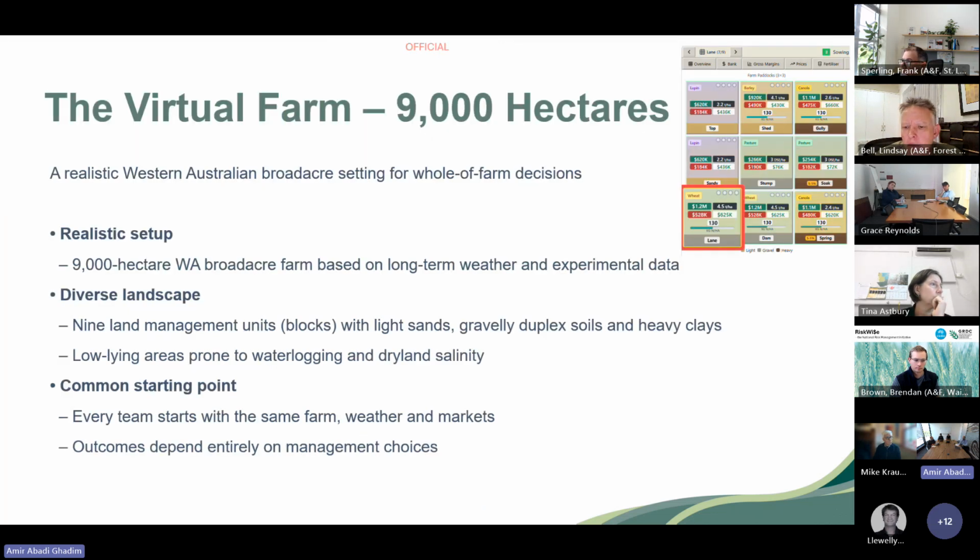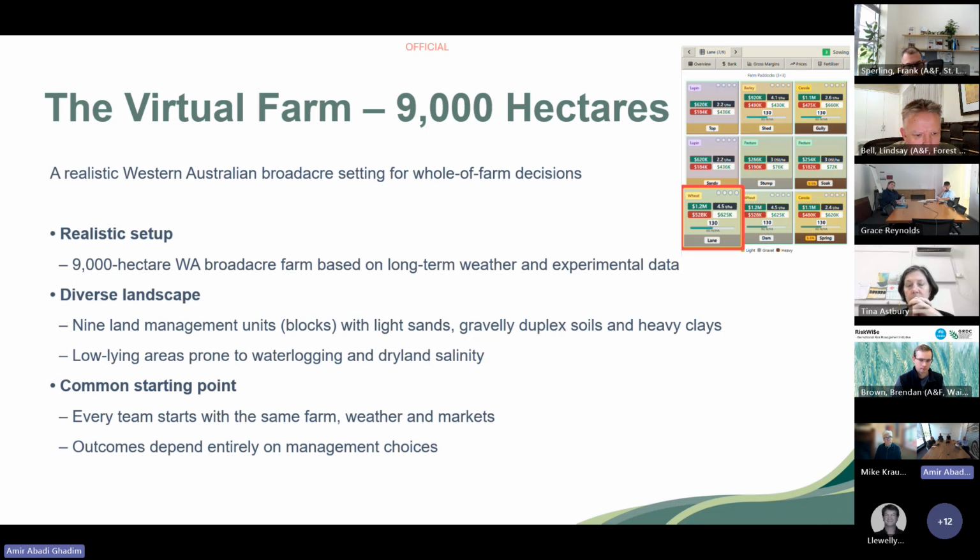So it's a realistic West Australian broadacre farm. I've told you about the 9,000 hectares, and it's got 9 land management units, so blocks that you're managing. It's got some low-lying areas that are prone to waterlogging and dryland salinity. You can ignore that and just get on with normal farming, but you will lose a little bit of land if you do nothing about the salinity rising.